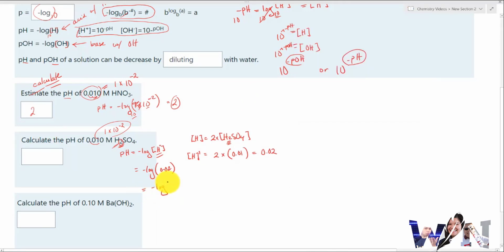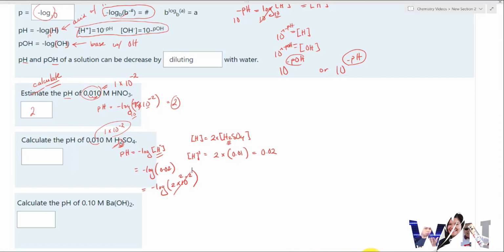Negative log of 2 times 10 to the -2. I cannot really do the estimation part here, but I can do that right there, okay? But I know for sure this part right there is 2 something. I don't know what the log of 2 is going to be, but I know it's going to be somewhere near 2.